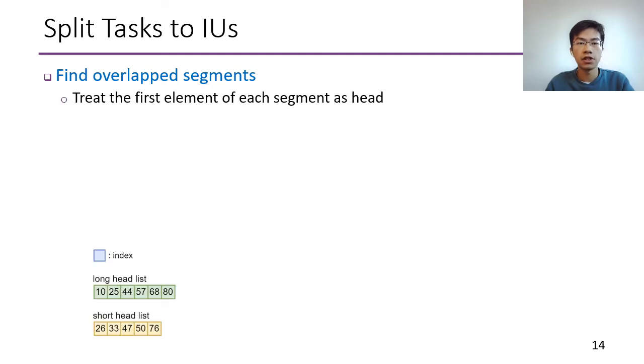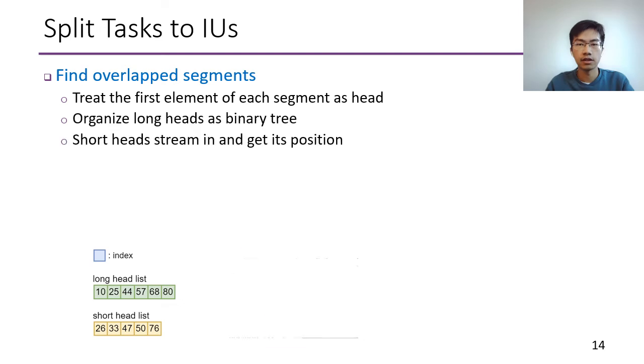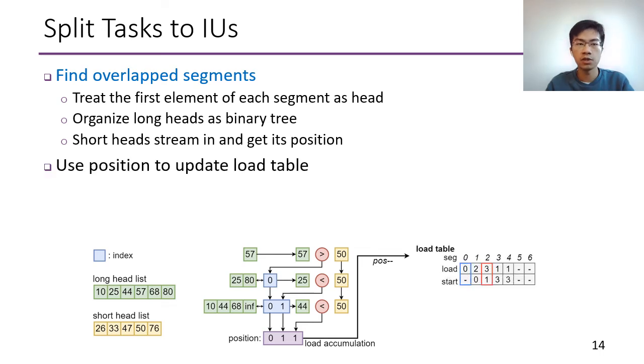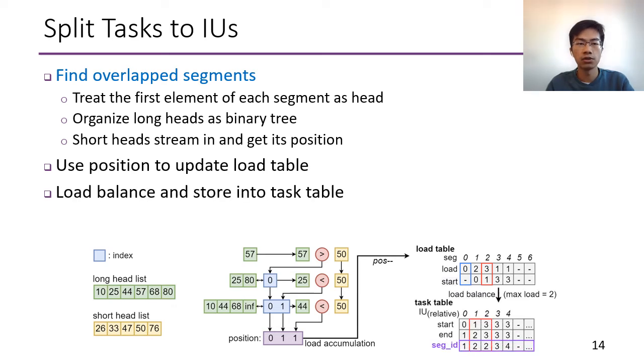The first element of each segment are extracted as head. The long heads are organized as a binary tree in hardware, and each short head is streamed in to compare with them and get the corresponding position within the sorted long heads. We use this position to update a load table, which stores the statistics of paired long and short segments. These loads are then pruned and balanced and finally stored into a task table, which records the long segment index and the range of the paired short segments for each IU. The IUs will execute based on the task table.